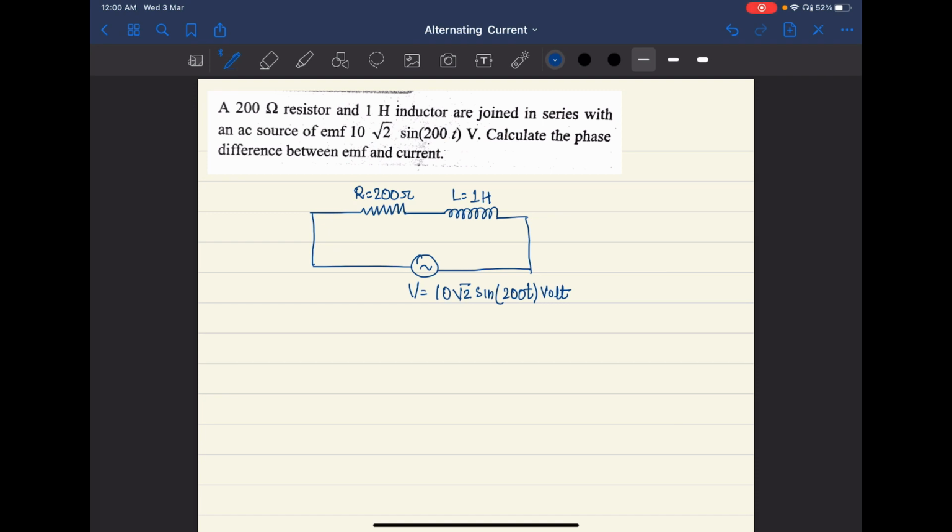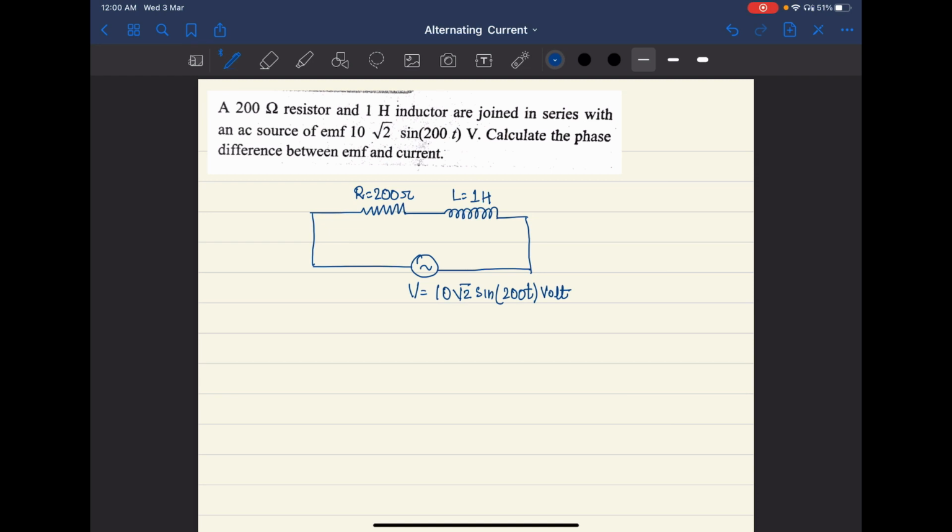So basically, a resistance of 200 ohm is there, and an inductor with 1 Henry, and the AC source is connected here, 10 root 2 sine 200 t volt. We have to calculate the phase difference between the EMF and the current.